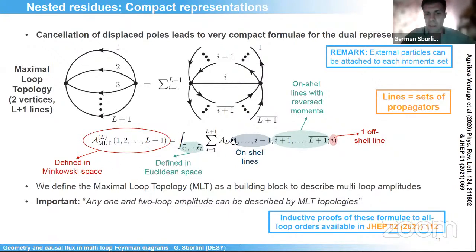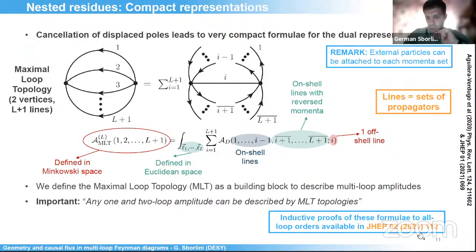And the point is that it is something very compact, and we can see that we only need to add L dual contributions with a very clear definition of which lines are set on shell, which lines are set on shell but with reversed momenta, and which lines are left off shell. And the important thing of this topology, the maximal loop topology, is that it can be considered as a building block to describe something more complicated, and that any one- and two-loop amplitude can be described by these MLT topologies.